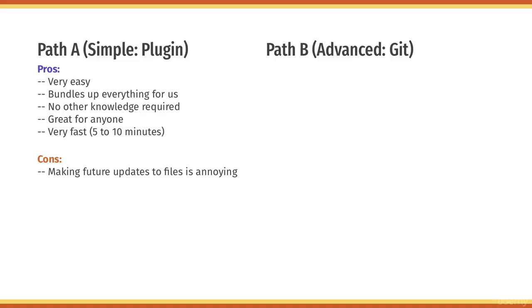So if you've never used Git before, or if you've never heard of Git, you will want to go with path A. And then if in the future you do learn Git, then you can always circle back to this course and try out path B. Okay, so moving on, what exactly is path B and what are the pros and cons?